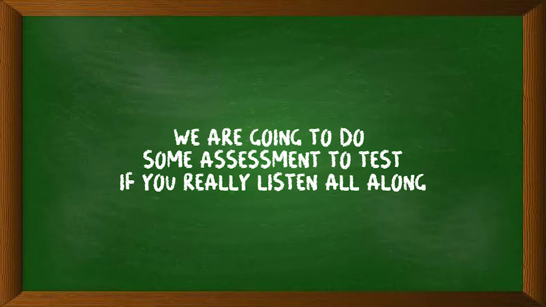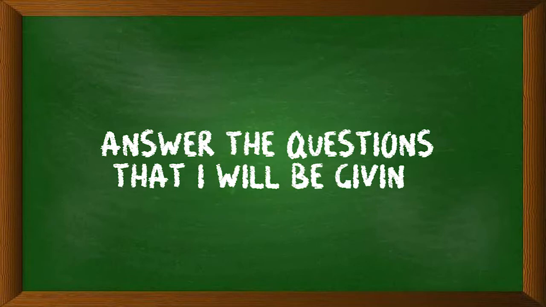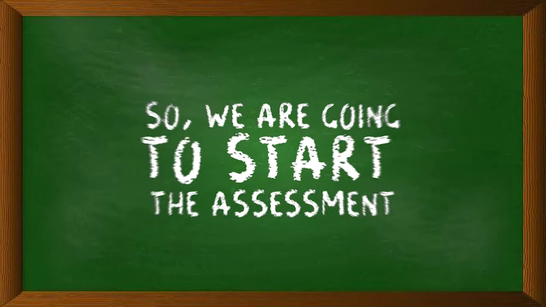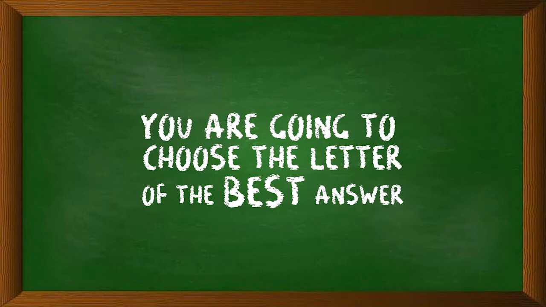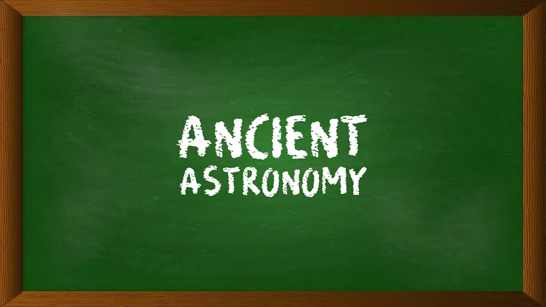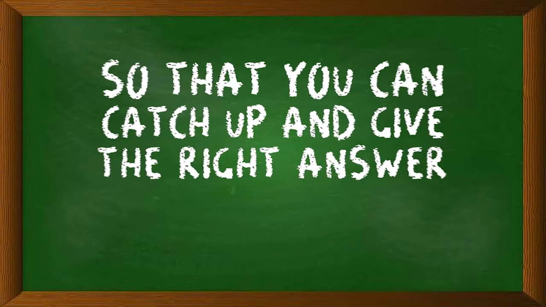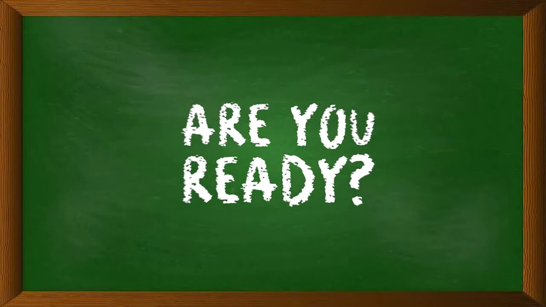But before doing so, get your notebooks and your ball pens ready and answer the questions that I will be giving to you. I think your notebooks and ball pen are already ready. So, we are going to start the assessment. Open your module in pages 12 up to 13. You are going to choose the letter of the best answer of ancient astronomy as I am going to dictate it. Please listen properly, grade 12 students, so that you can catch up and give the right answer on the given questions. So, are you now ready?